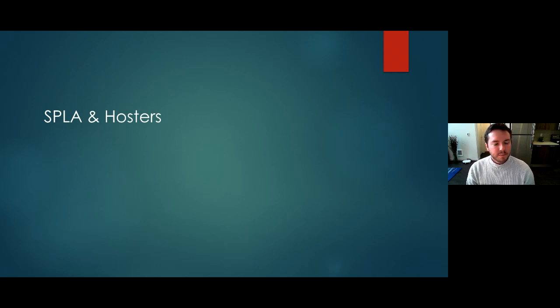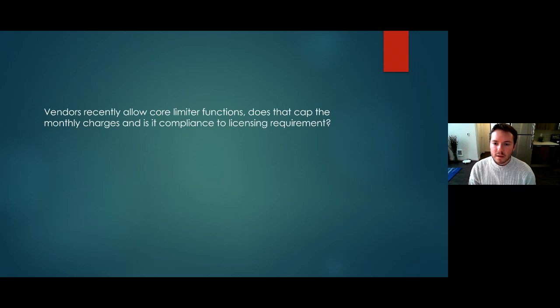Okay. Next question. Vendors recently allowed core limiter functions. So it's talking about scaling down the CPU cores in the BIOS, and if you then can pay less license fees to Microsoft. There's a lot of licensing questions. This is kind of fun. This is like the third or fourth question in a row that's basically billing. I will say at some point you guys are going to get to a depth where I don't know the answers, but luckily I do know the answer to this one.